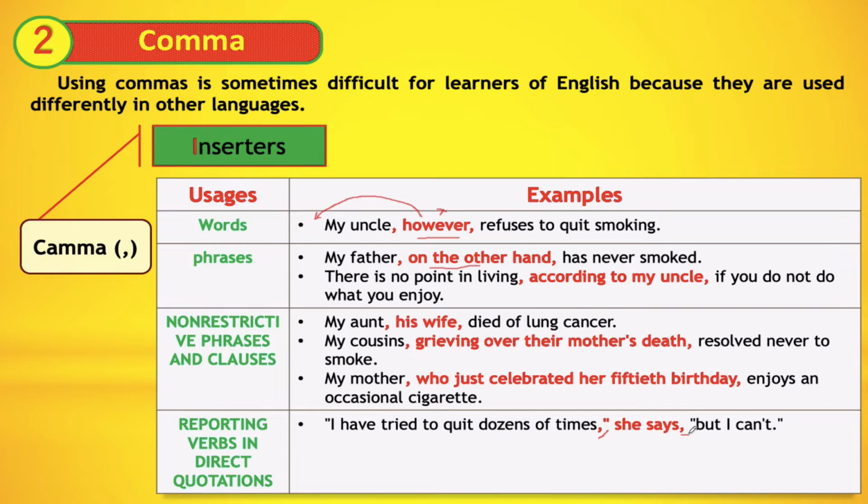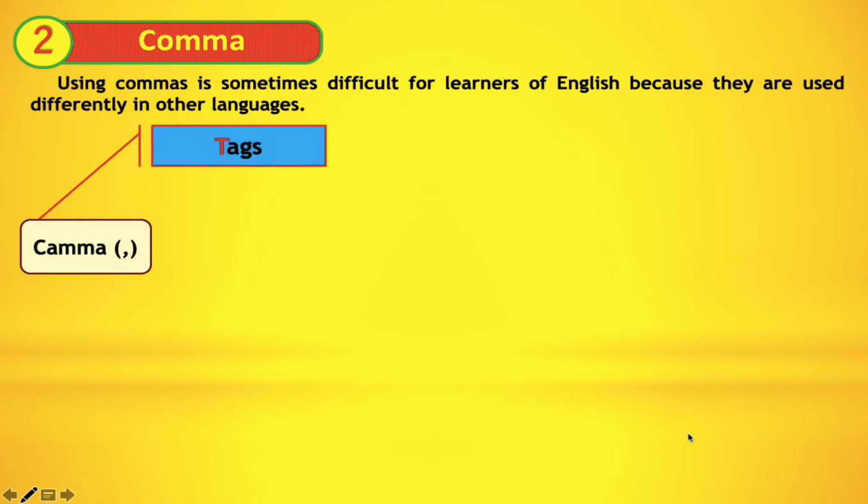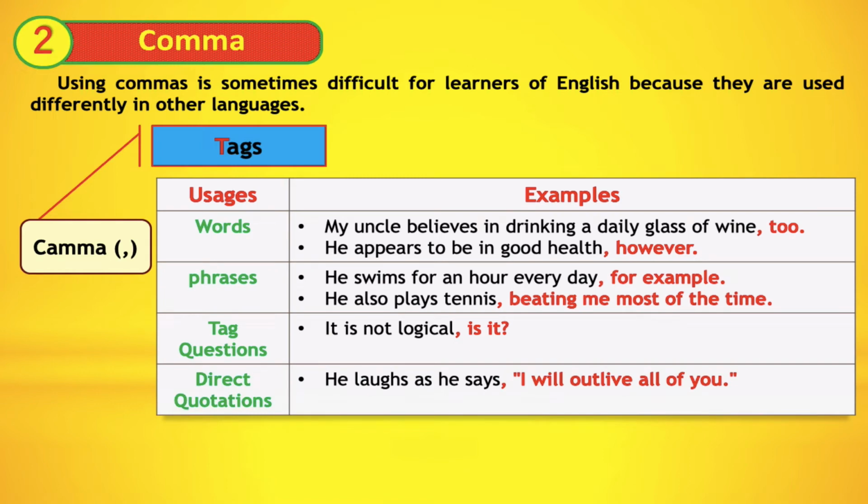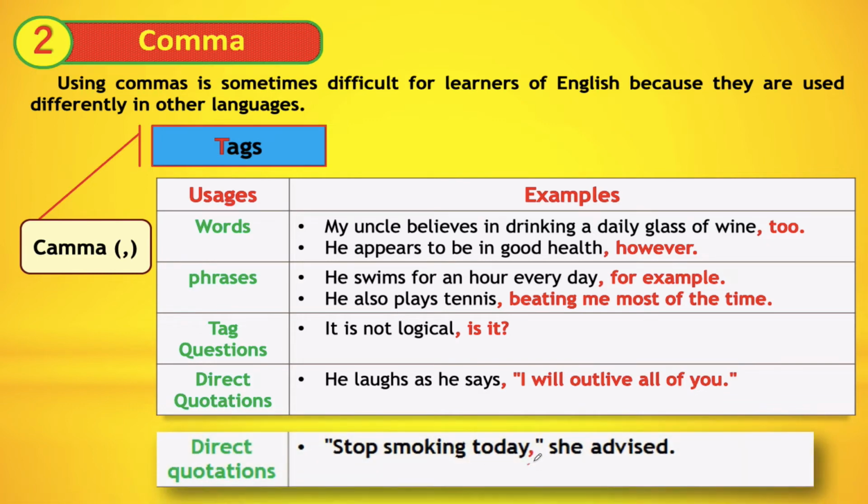So let us see the following rules, which are about tag commas. A tag comma is used when adding certain elements to the end of a sentence, as the following table illustrates in terms of words, phrases, tag questions, as well as direct quotation. I will talk a little bit about direct quotation here. In introducer commas, we say that the comma should be here after the reported quote, while in the tag it's before the quotation mark.